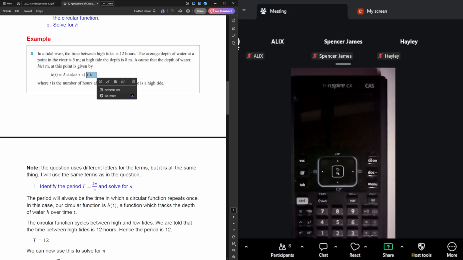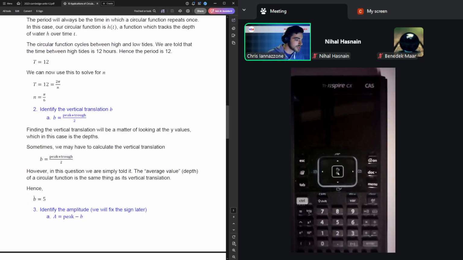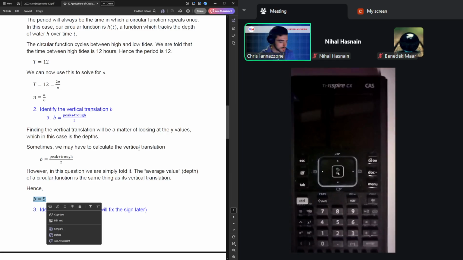The vertical translation is always going to be the mid-level of the circular function, or the average of the circular function, or at least in the case of our scenario, because our y values are heights, it's going to be the middle height that's given to us. So if we're told the average depth of water is 5, that means that when you consider your high, when you consider your low, the average, the middle, is going to be 5. Which is why our vertical translation, in this case given by b, is just going to be 5. Any questions there so far?